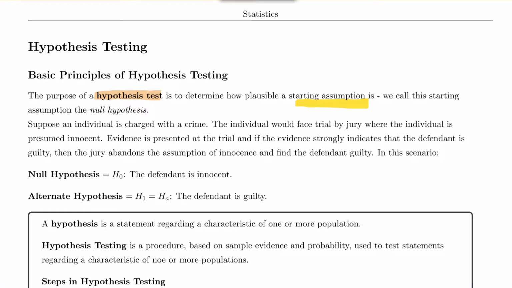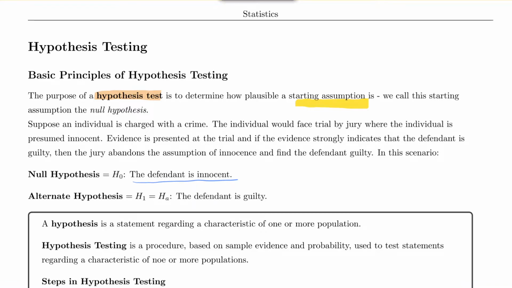Suppose an individual is charged with a crime. The individual would face trial by jury where the individual is presumed innocent. Evidence is presented at trial. If the evidence strongly indicates the defendant is guilty, then the jury abandons the assumption of innocence and finds the defendant guilty. So in this scenario, we have a beginning assumption, which is called a null hypothesis: the defendant is innocent.